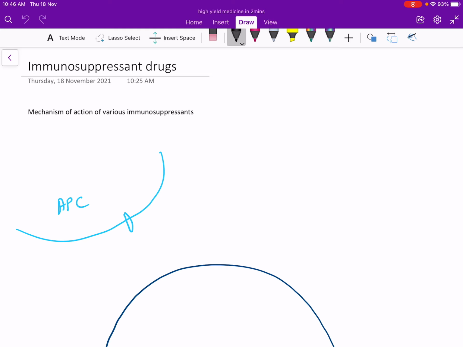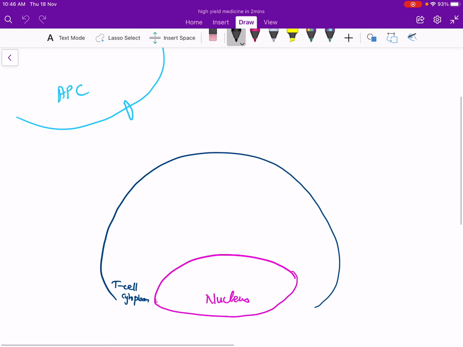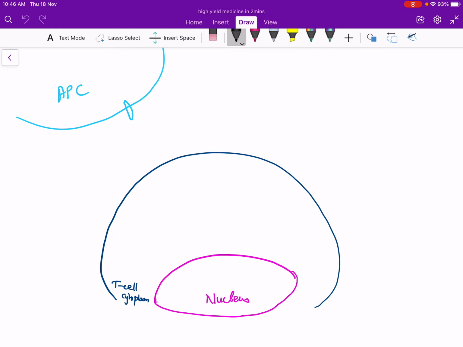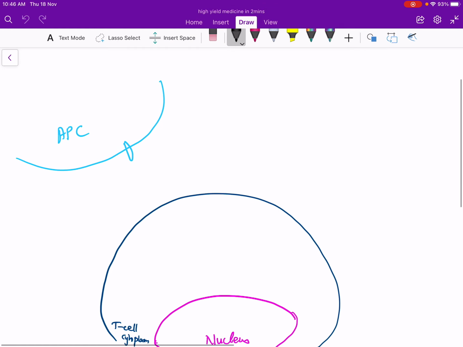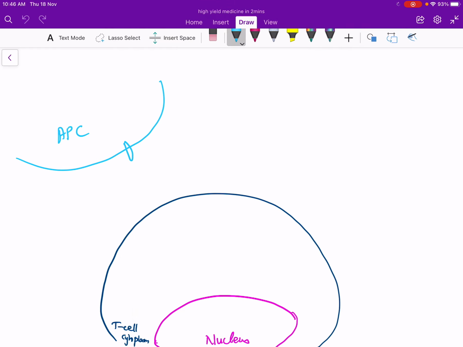So let's get started. What I've drawn here is a T cell. The thing you're seeing in dark blue is the T cell, and above it in light blue is an antigen presenting cell. You can watch this video on 1.5x if you feel like it's going too slow, because I'll be drawing while explaining.